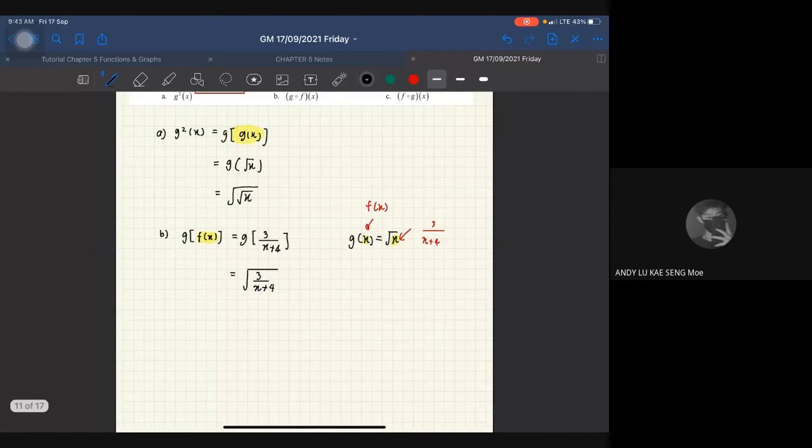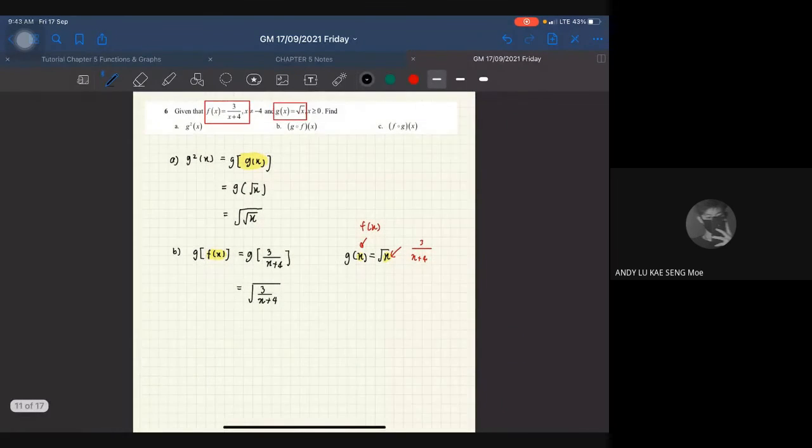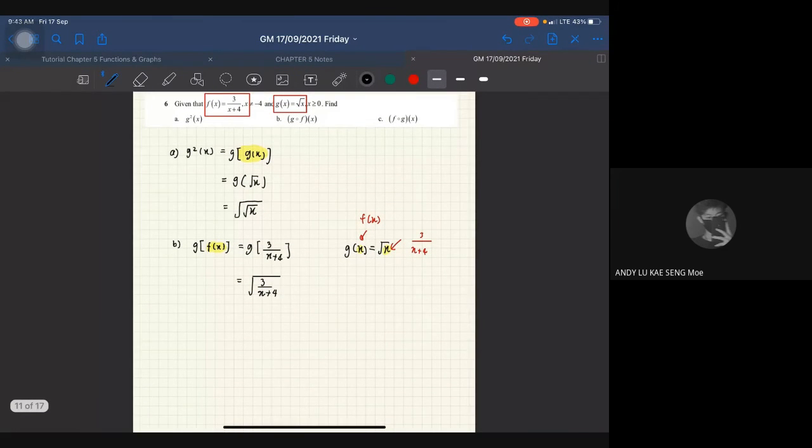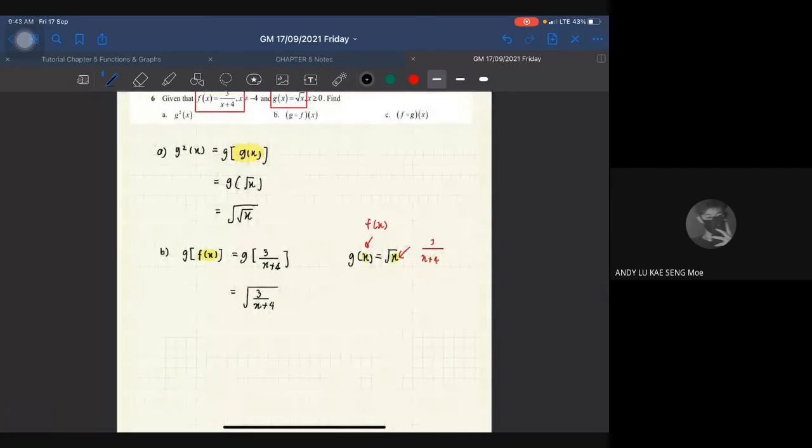Tak ada. Okay, so untuk yang C tu saya rasa okay je untuk buat dia, sebab dia sama je dengan A dengan B ni. Okay, so ada soalan tak setakat ni? For this one, to how to compose a function into another function. Soalan tak ada?